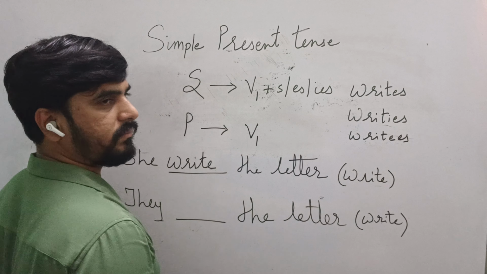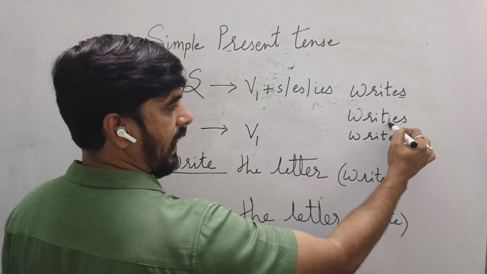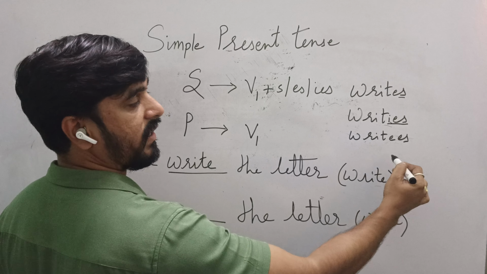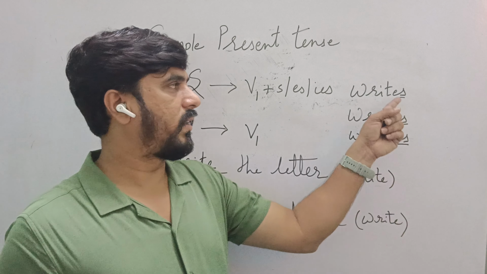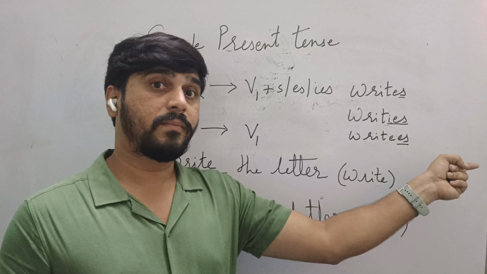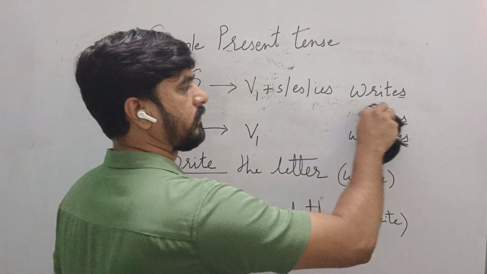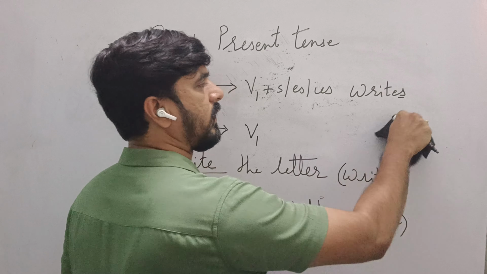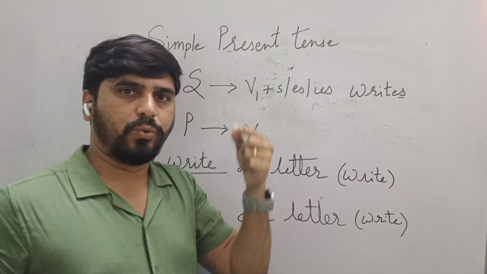WRITES. See, use S, IES or ES. Which is the correct one? Rights, righties or rights? Shall I tell? This is correct. Write is the word and S is used.